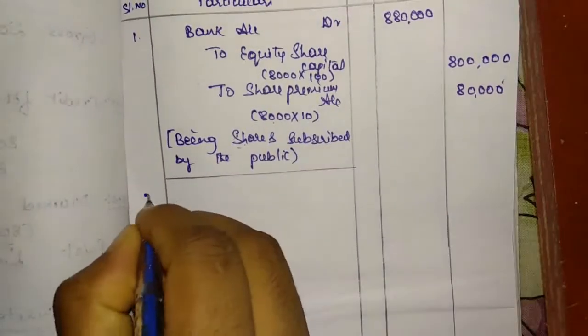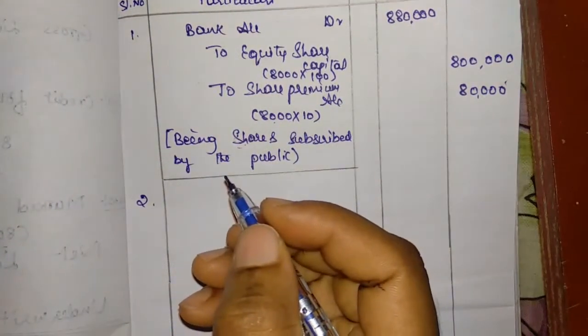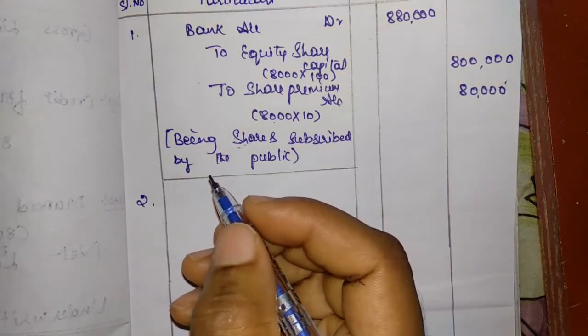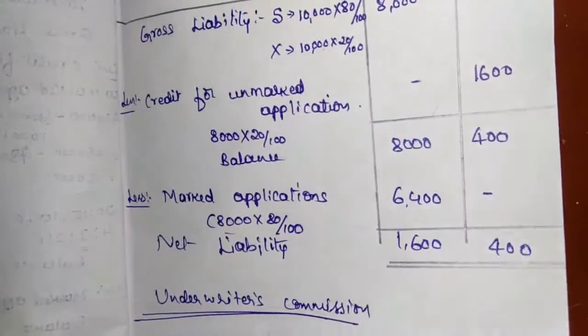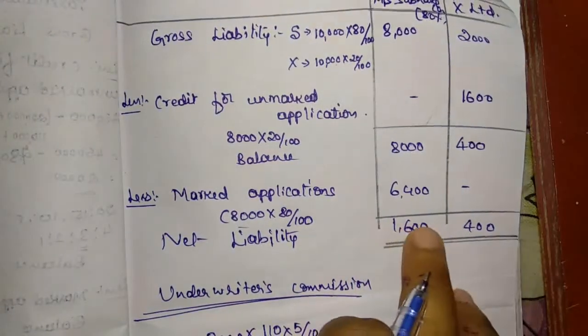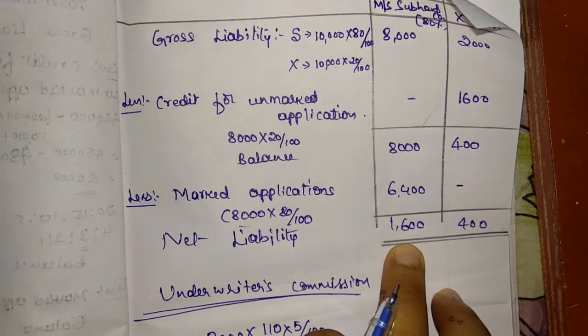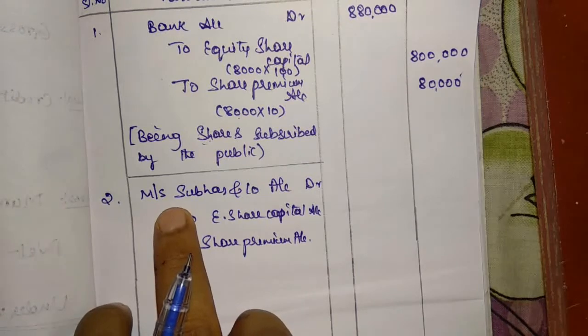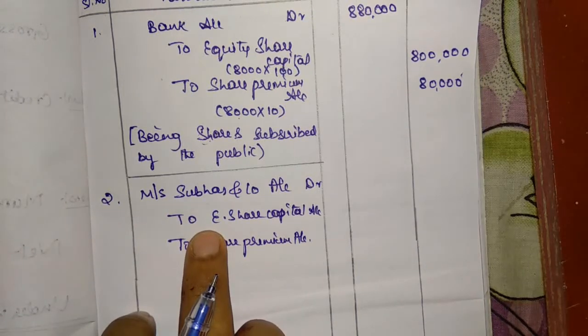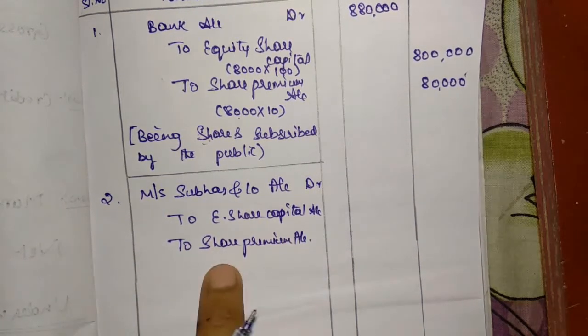Next entry is for underwriting. So how many number of shares taken up by the underwriter? So as per the problem, underwriter will take up 1,600 shares. Entry is underwriter's account debit to equity share capital and share premium. It is issued at premium.